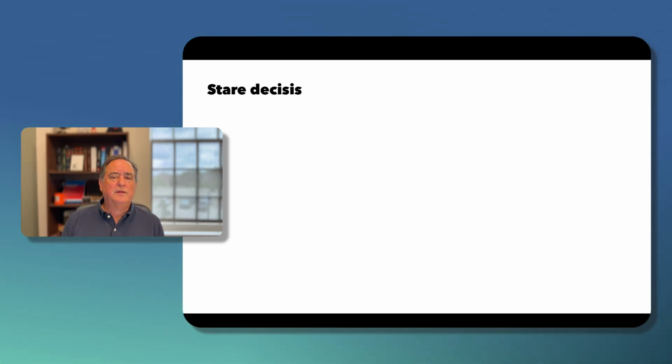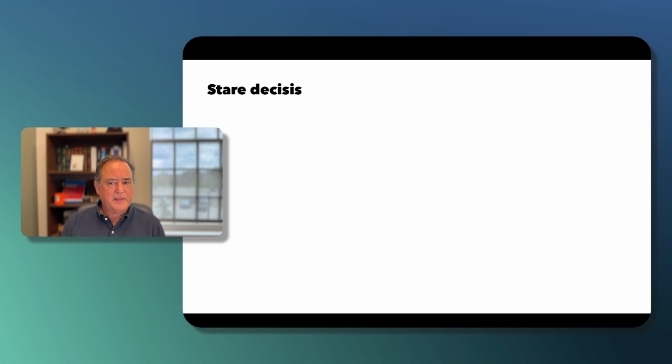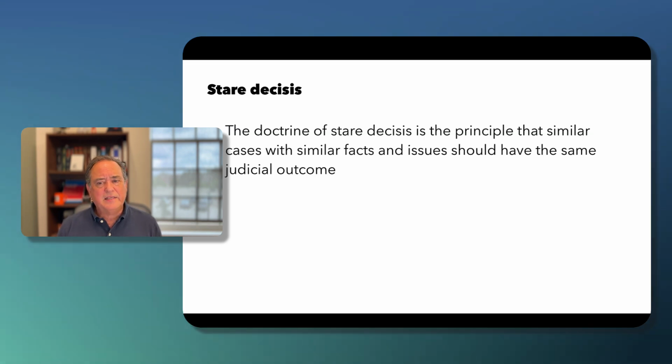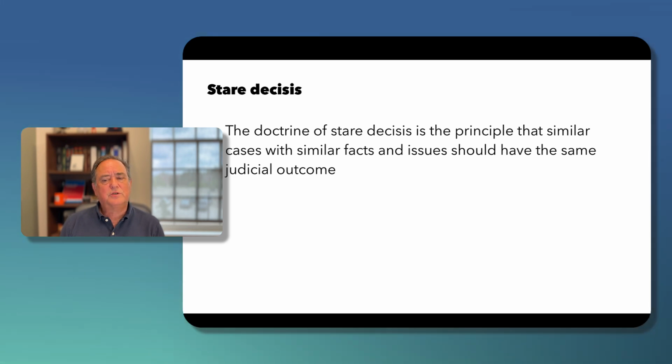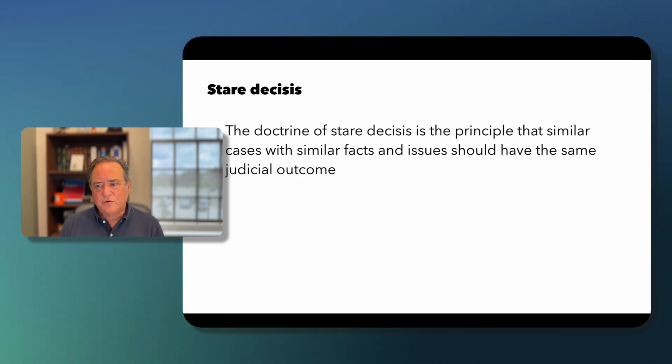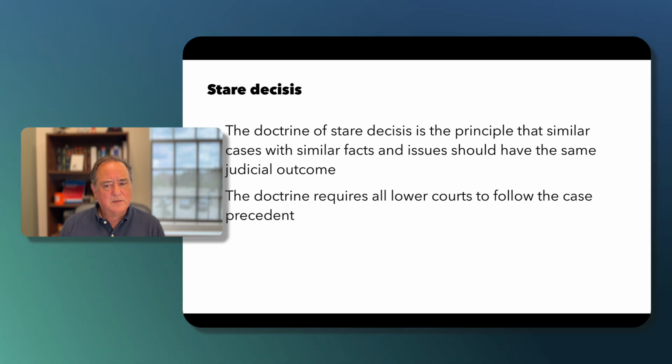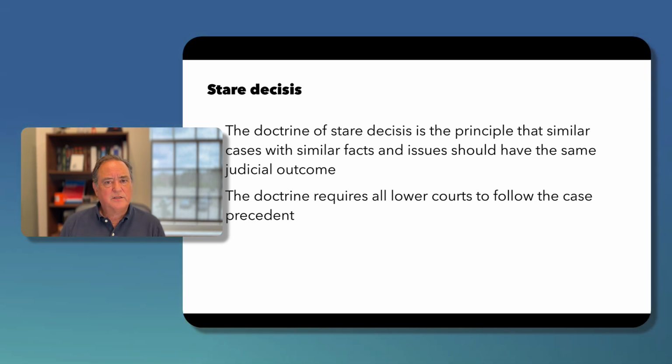Now, one of the most important legal doctrines that we have taken from the English is what's known as stare decisis. Stare decisis is a Latin phrase which means to stand on a decision. And the doctrine of stare decisis is the principle that similar cases with similar facts and issues should have the same judicial outcome. So the doctrine of stare decisis is what requires all lower courts to follow precedent, to follow the decisions of a higher court.